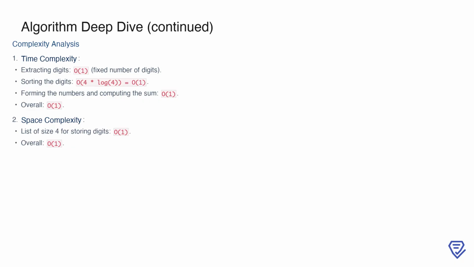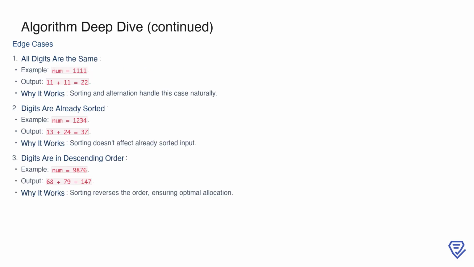This makes the solution both time and space efficient. Several edge cases demonstrate the robustness of this approach. First, if all the digits are the same, such as in the number 1111, the algorithm still works because sorting and alternation naturally result in evenly distributed numbers. For example, 11 plus 11 equals 22.